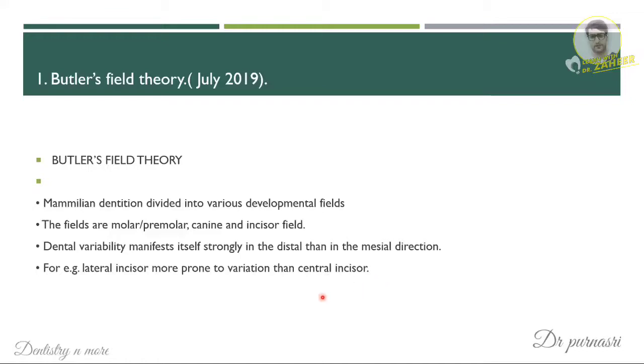Similarly, in premolars, the second premolar is the distal tooth and that shows more variations, and under the molar field, the third molar is the distal most tooth, and as we know, the third molar shows more variation than the second or the first molar.